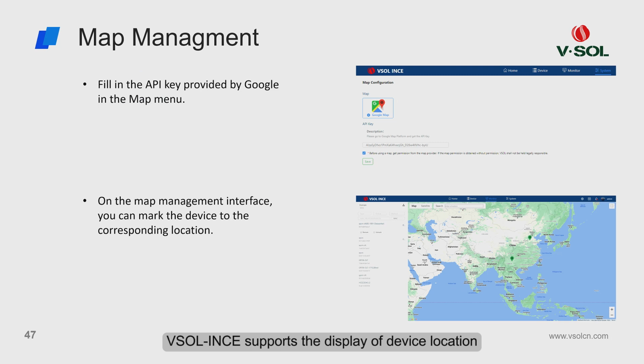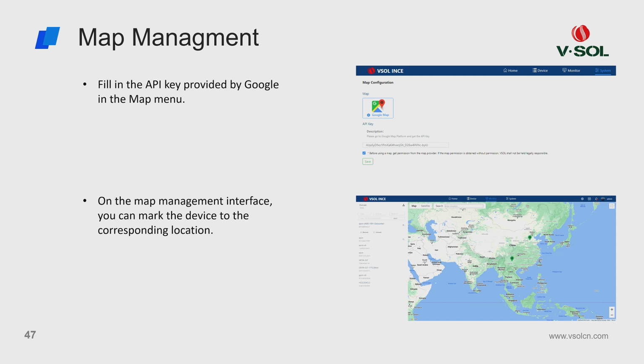VSOL INS supports the display of device location through maps. On the Map Management interface, you can mark the device to the corresponding location, but you need to fill in the API key provided by Google in the Map menu first.